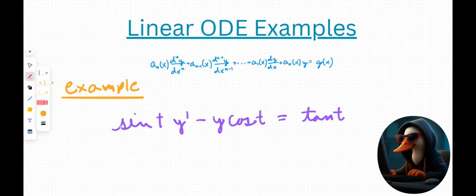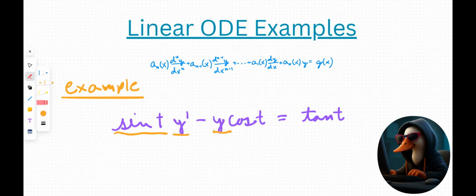Okay, so for our first example, we have sine of t times y prime minus y times cosine t equals tangent of t. And in this case, our dependent variable here is y. That's the function we're trying to solve for. We have a first order derivative, y prime, and then we have our coefficients. So in this case, the coefficient to y prime is sine of t. That is a pure function of t.